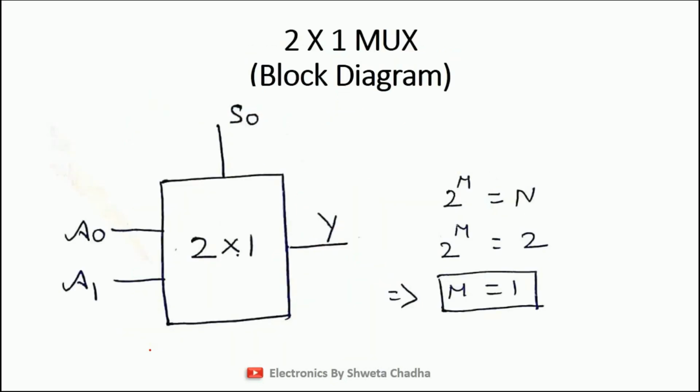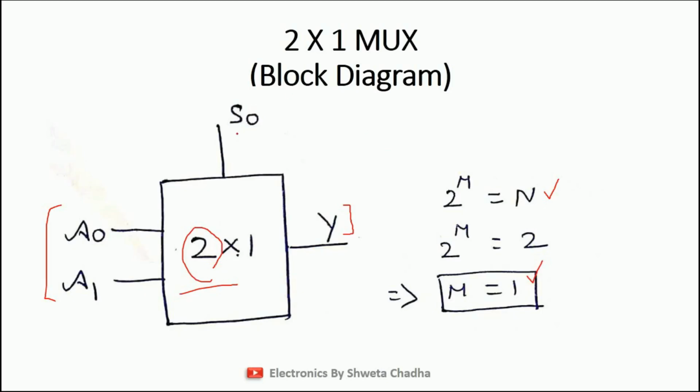The first example which I am going to take over here is 2 cross 1 multiplexer. Let us discuss the block diagram first. In a 2 cross 1 multiplexer, we have two input signals termed as A0, A1, and one output signal that is Y. Now let us decide how the select lines will be used for a 2 cross 1 multiplexer. The same formula, 2 raised to power of m is equal to n. But now over here, n is equal to 2. Hence, the value of m, that is the number of select lines, comes out to be equal to 1.